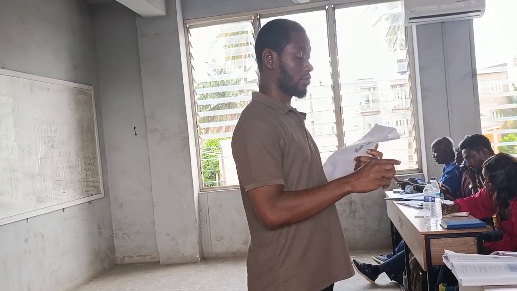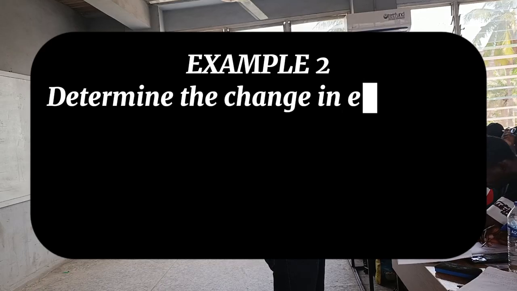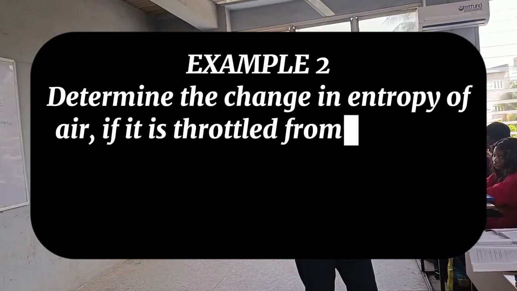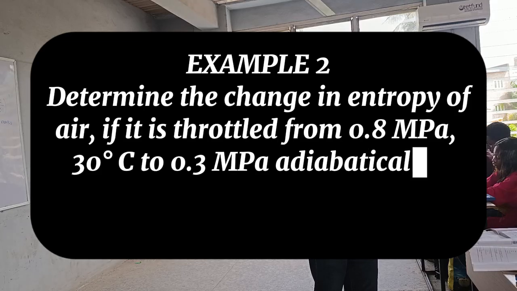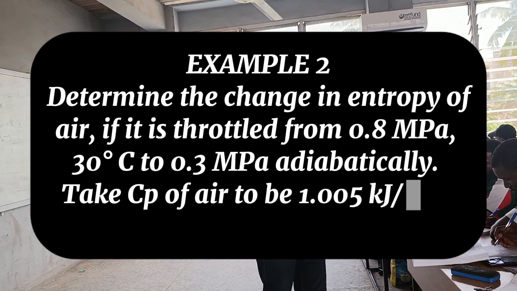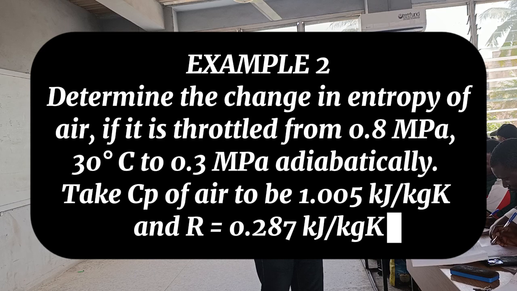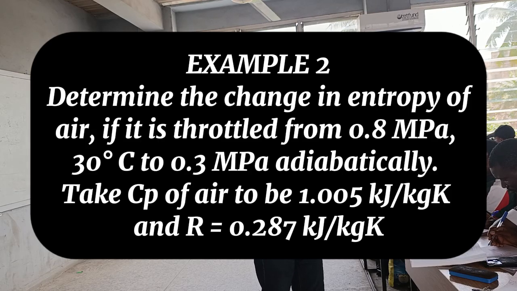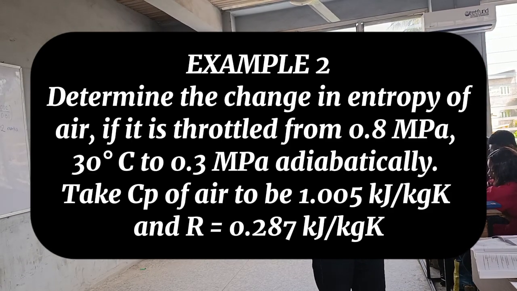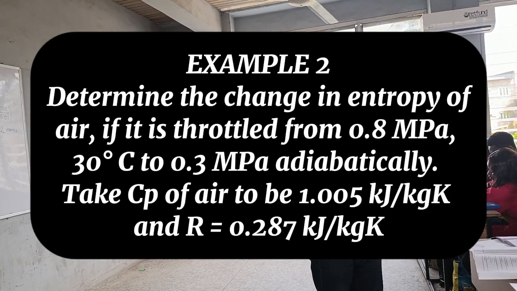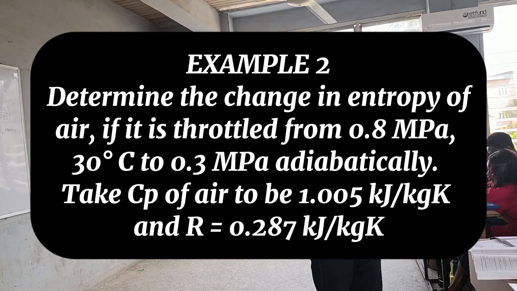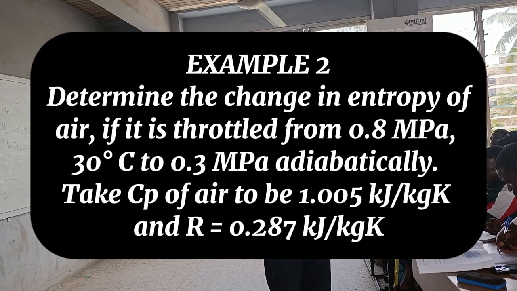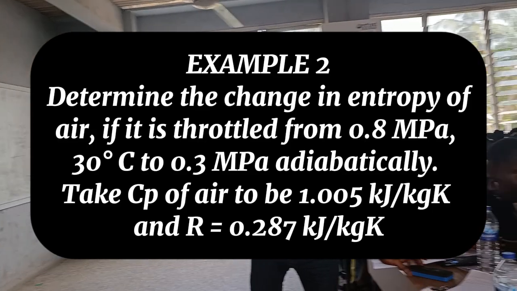So let's take another example. Example 2. Determine the change in entropy of air if it is throttled from 0.8 megapascal, 30 degrees Celsius to 0.3 megapascal adiabatically. Take the value of Cp equals 1.005 kilojoule per kilogram Kelvin and R, the gas constant of air, to be 0.287 kilojoule per kilogram Kelvin.